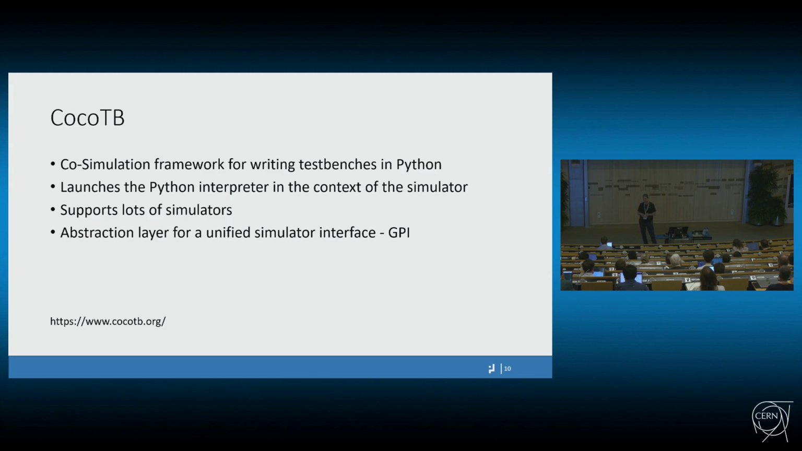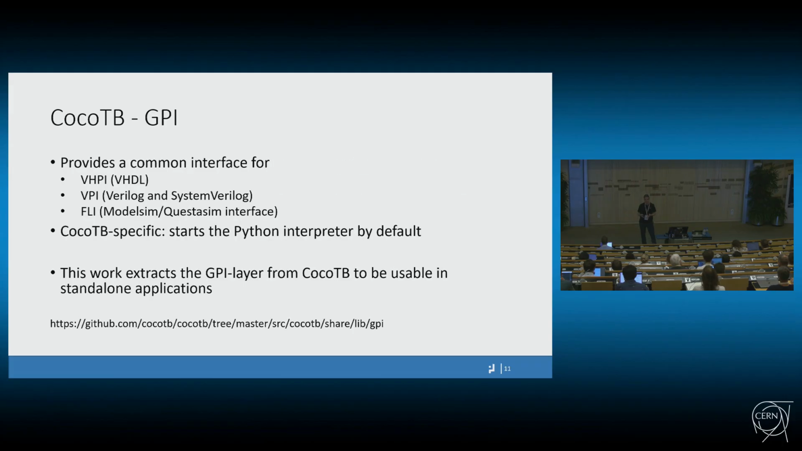CocoTB supports a lot of simulators, and it does this by introducing an abstraction layer on top of the simulation interfaces, which it calls GPI. And the GPI then provides a common interface for VHPI for VHDL, VPI for Verilog and SystemVerilog, and GHDL as we heard previously, and the FLI interface, which is used by ModelSim or QuestaSim.